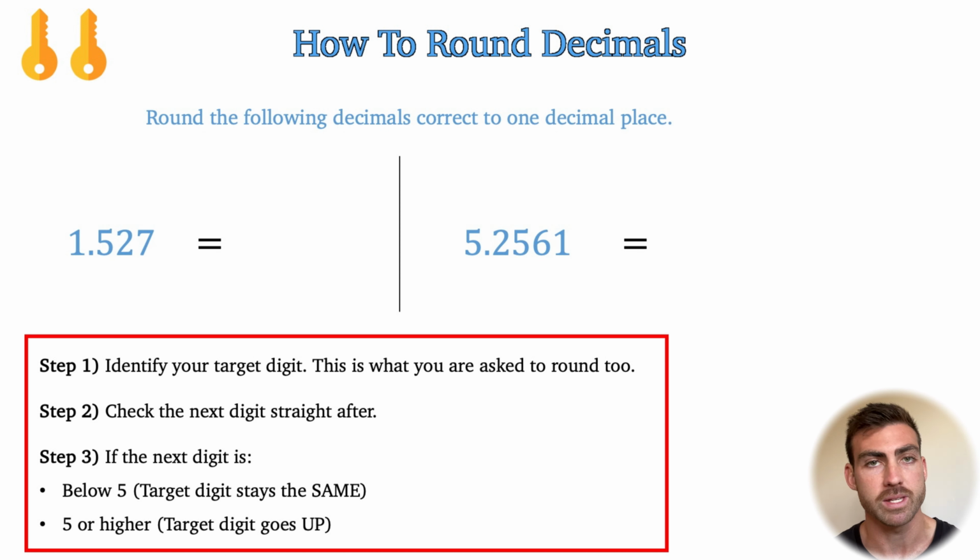If we had the following examples, we're asked to round to 1 decimal place. So this is our target digit. We check the digit immediately after. In the first case, since the digit after is less than 5, the target digit remains the same. For the second case, since the digit after is 5 or greater, the target digit rounds up.